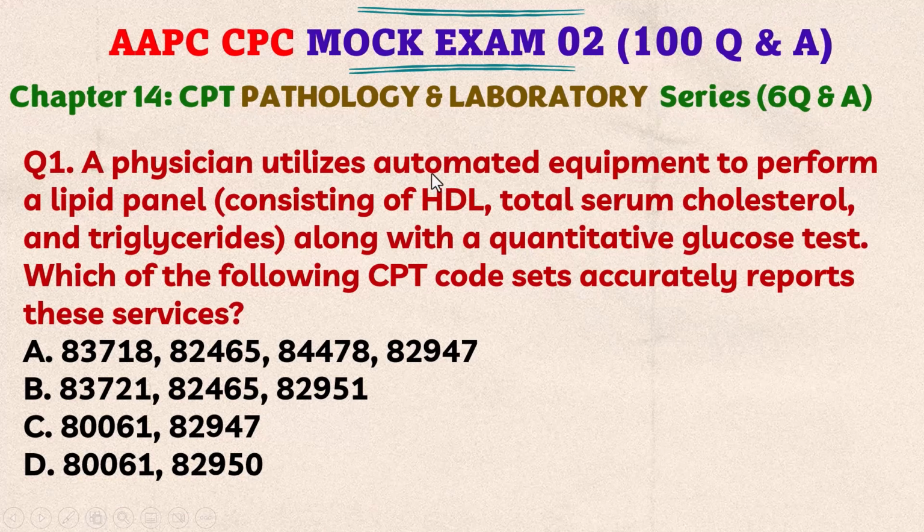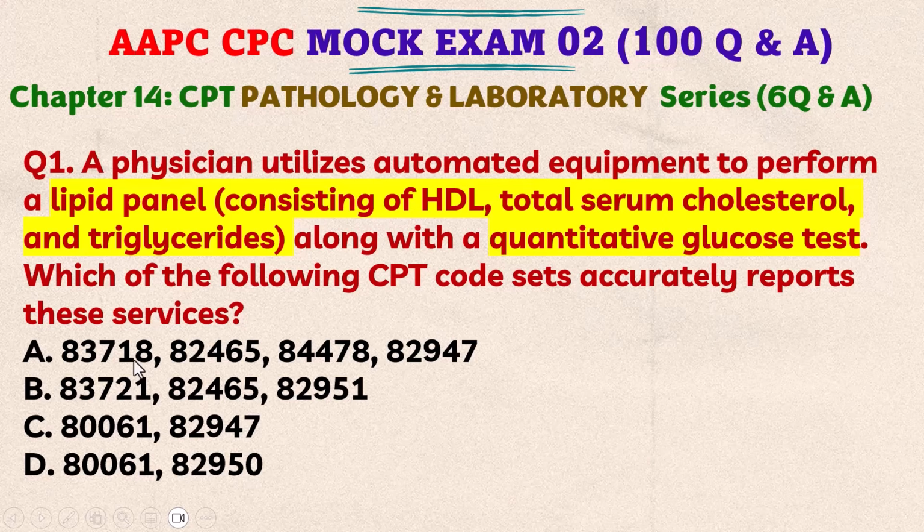A physician utilizes automated equipment to perform a lipid panel consisting of HDL, total serum cholesterol, and triglycerides, along with the quantitative glucose test. Which of the following CPT code sets accurately report these services? So there are 4 answers available. Take your CPT code book and find the answer. So here you have to highlight this. First investigation done is lipid panel consisting of HDL, total serum cholesterol, and triglycerides, along with quantitative glucose test.